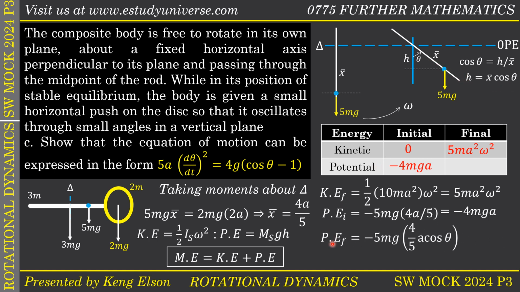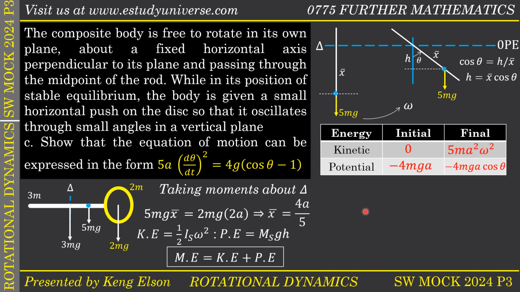So the final potential energy will be, since the distance is below the line of zero potential energy, negative, since it is displacement. So we have negative 5mg, that is for the mass times g, and then h is x bar cos theta. X bar is 4a on 5, so we have 4a on 5 cos theta. Once we simplify, the 5 will cancel and we get negative 4mga cos theta. So we replace that in the table.